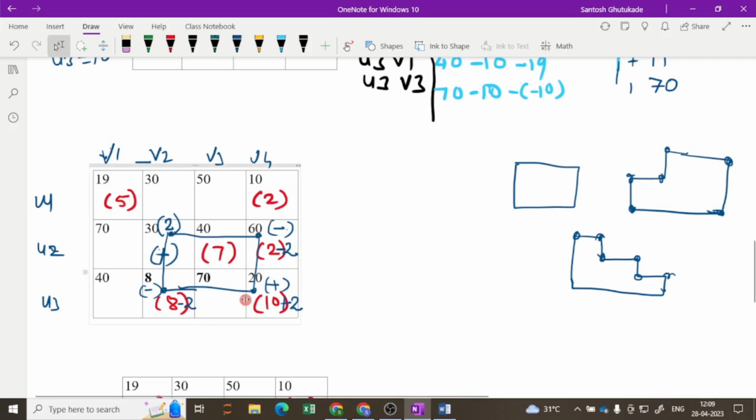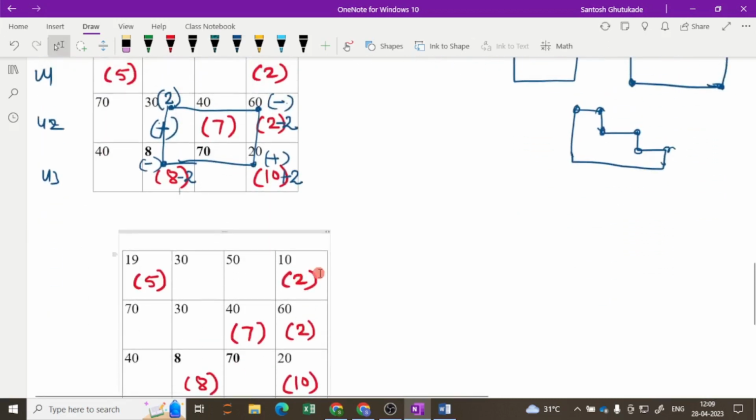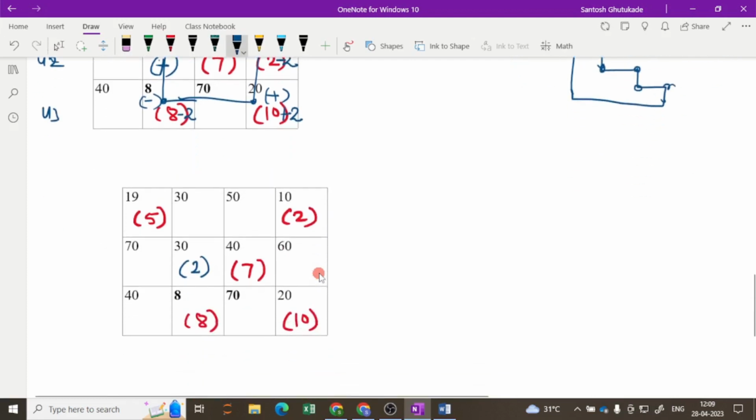Now I will use this in the next matrix, so I will correct it here. Here we are giving 2 allocations, so we are adding 2. Here we are removing the allocation, so this 2 will go from that point. And now here 8 minus 2 becomes 6, and here 10 plus 2 becomes 12. Okay, so after creating the loop we have changed the allocations.